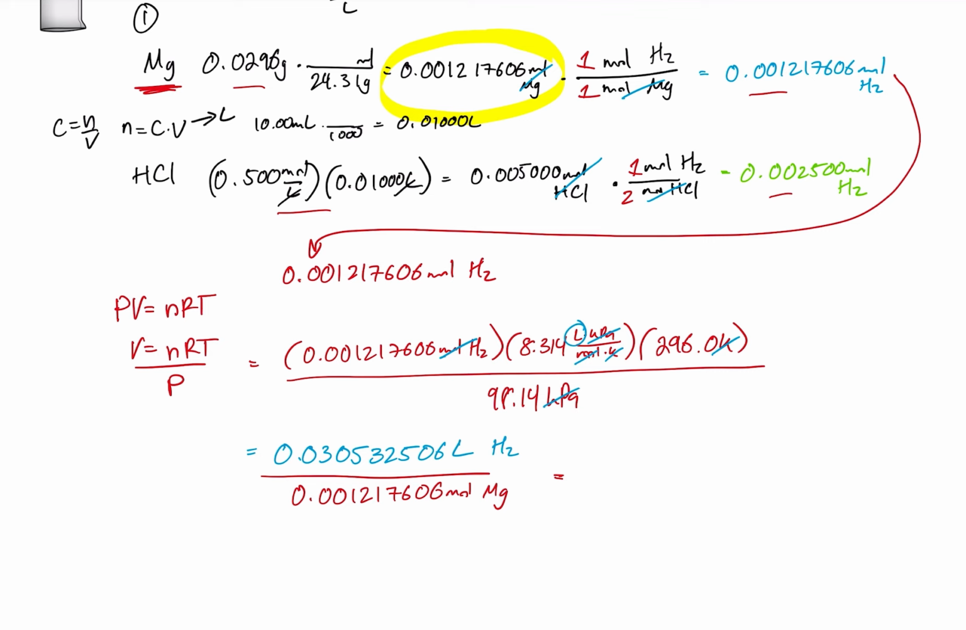mole of Mg. All right. So now, if we do this out, I'm just going to go to 2 decimal places for now, and we're going to have 25.07 liters per mole. And this right here is our theoretical yield for our H2 gas. So we are producing 25.07 liters of hydrogen gas per mole of magnesium reacted. That's our theoretical yield. Now, what did we actually produce?